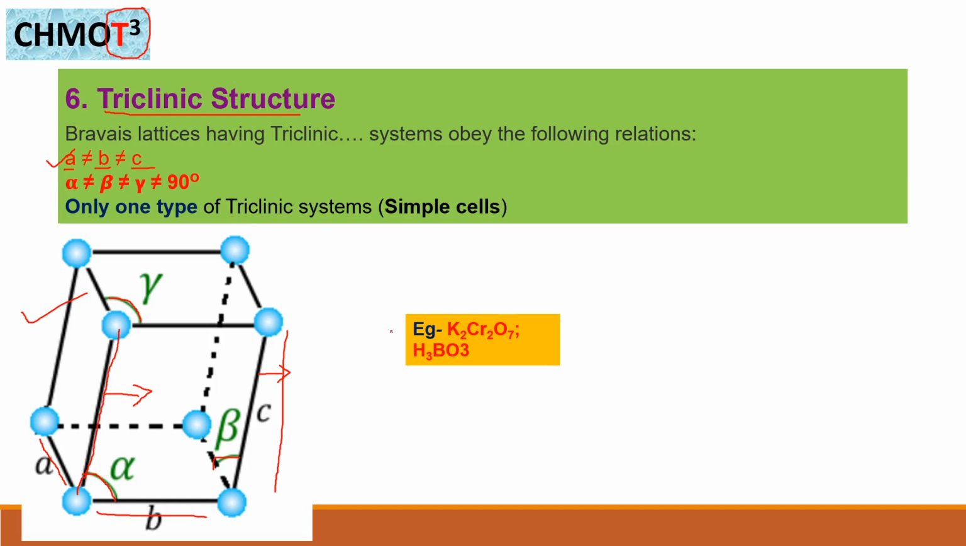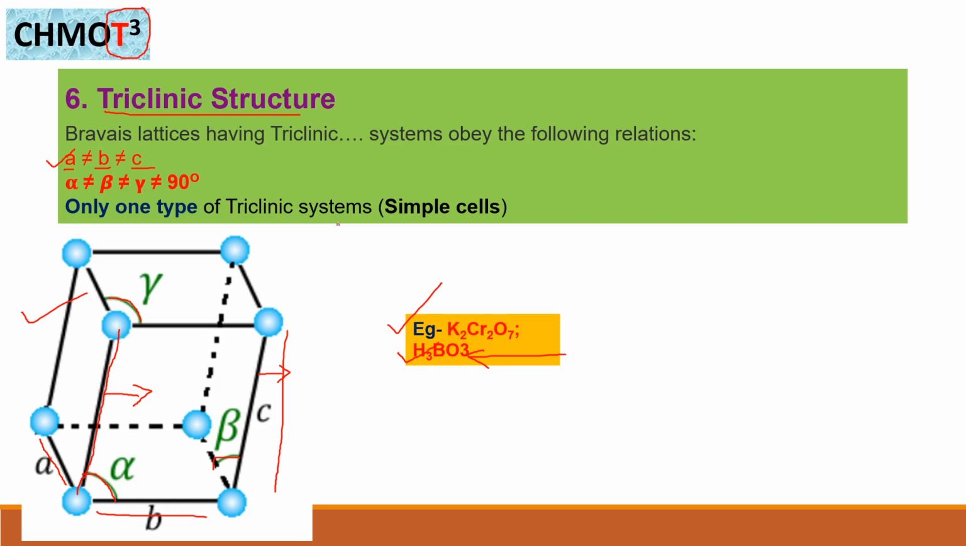And the examples of triclinic structure are K2Cr2O7, that is potassium dichromate. Another example is H3BO3, that is boric acid. These are the examples of triclinic structure.